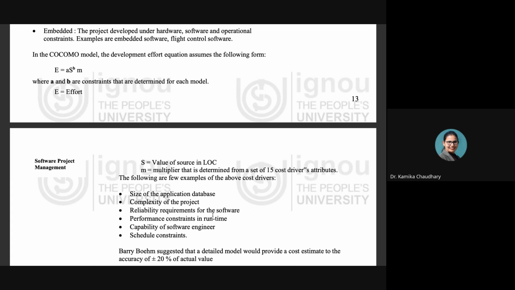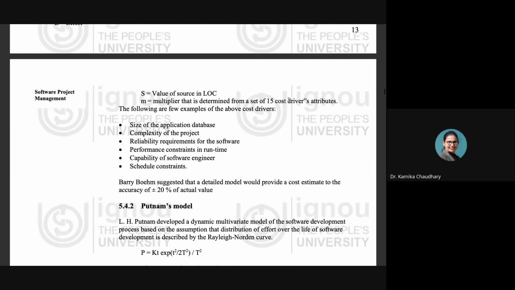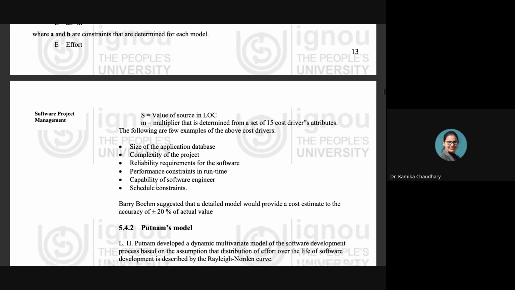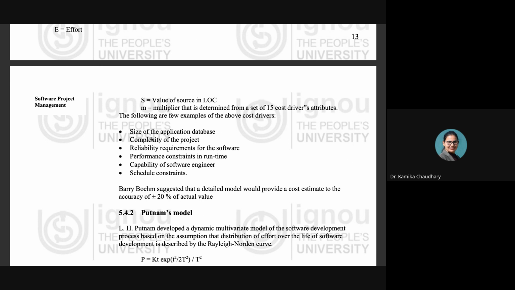Now the following are a few examples of the cost drivers. We have said that M is the multiplier of the various cost drivers. Now what are these cost drivers? It could be the size of the application database. It could be the complexity of the project. It could be the reliability requirements for the software. It could be the performance constraints at runtime. It could be the capability of the software engineer, and it could be the schedule constraint, and so on. So these are all the things which could be considered, and there is a set of 15 cost drivers like that, and where it is used, it is used in this equation.